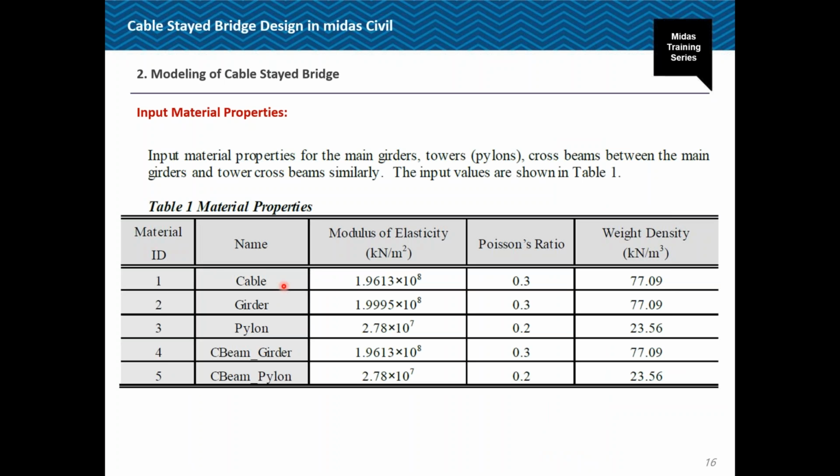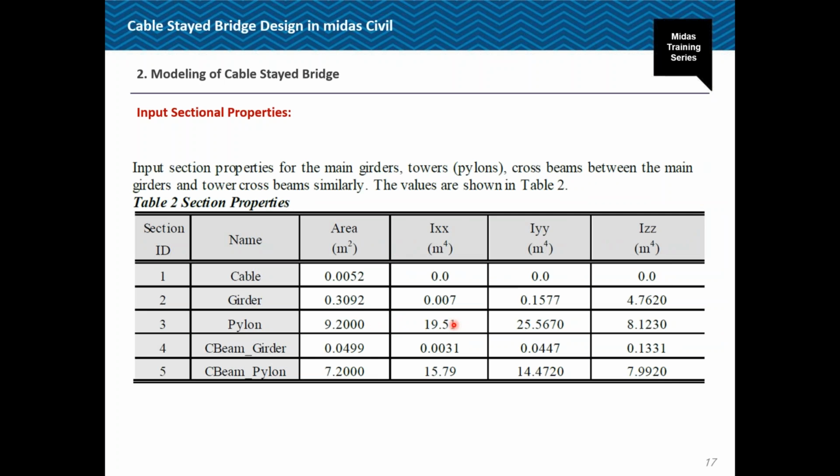These are the material properties that I'll assume for the sample bridge. These are some of the section properties. I'll be giving only the area for the cable elements. For the girder elements, I'll give the moment of inertia as well, because they would be acting like bending elements. And for the pylon, I'll give the area and the moment of inertia that I assume. So I'm directly giving the sectional properties, not the shape of the section.